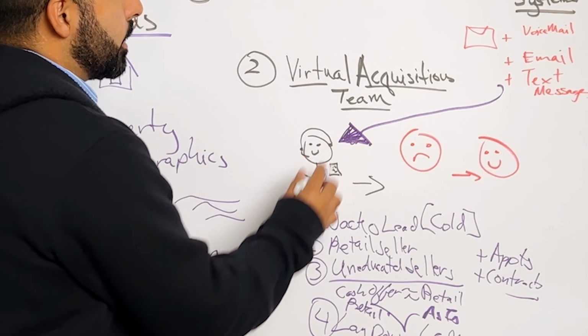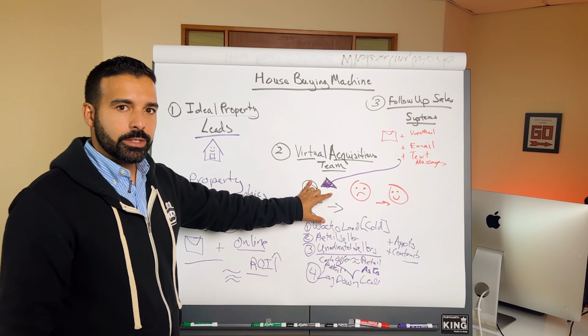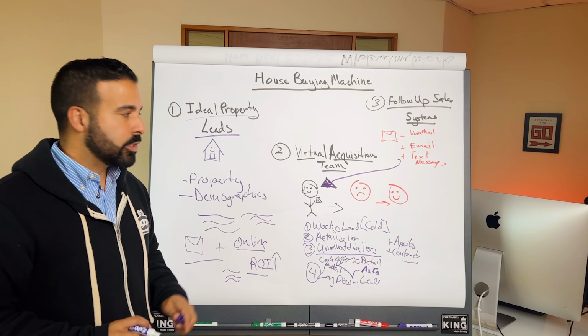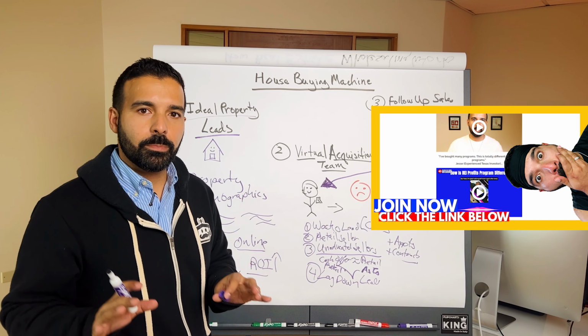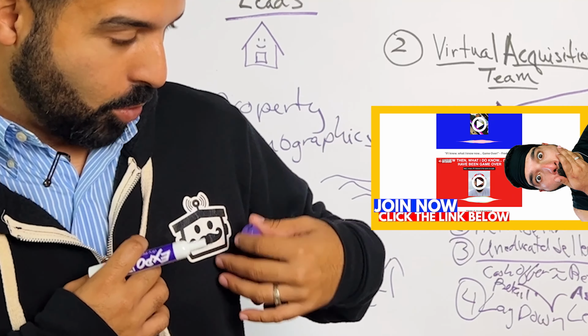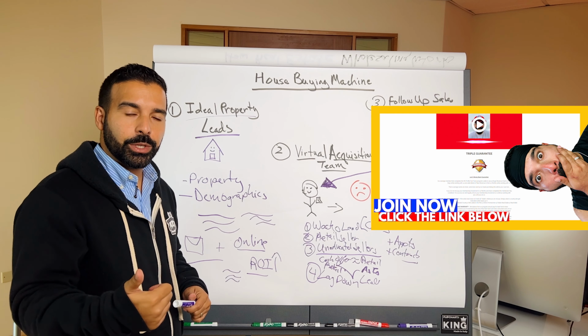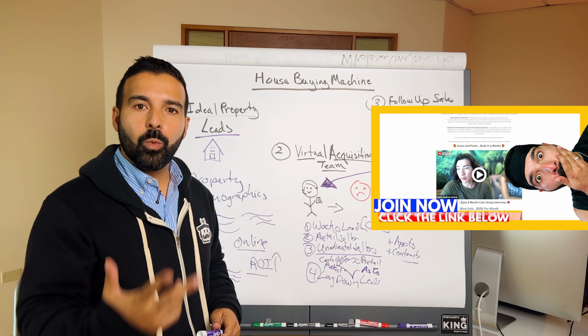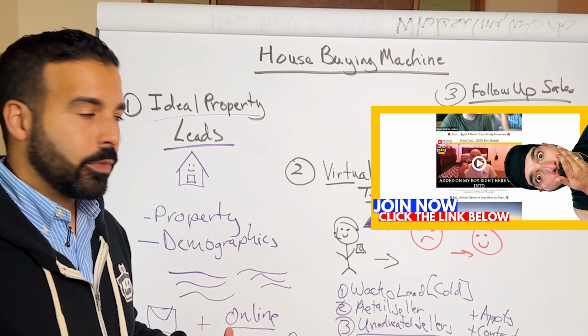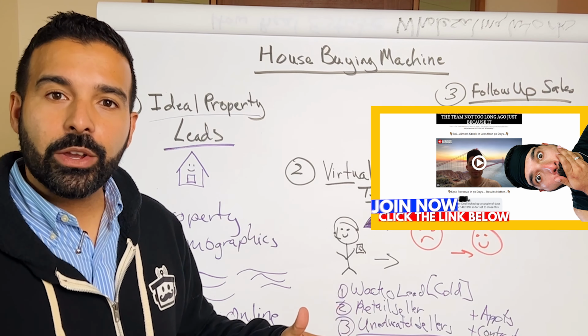So with that said, these are the three components that any real estate investor needs to have a discounted house buying machine, right? So that you can actually get freedom, create income, create wealth with real estate investing.